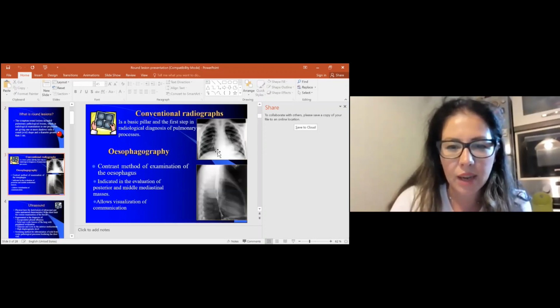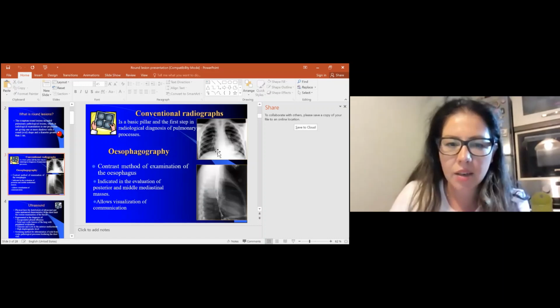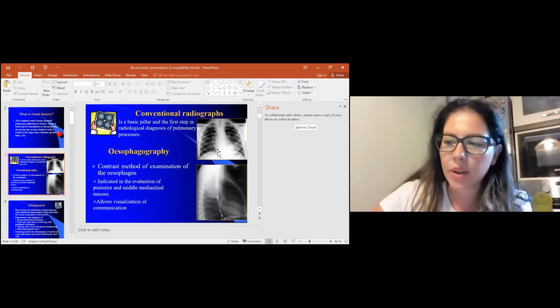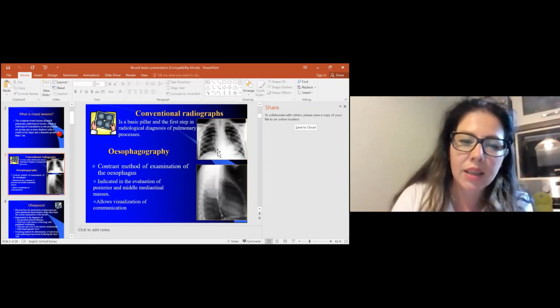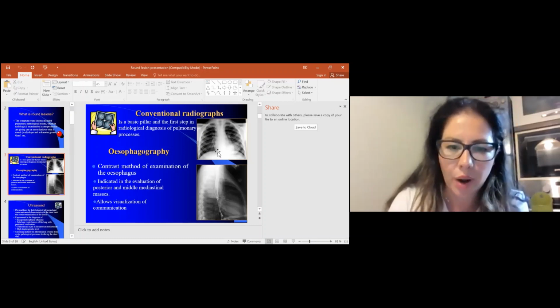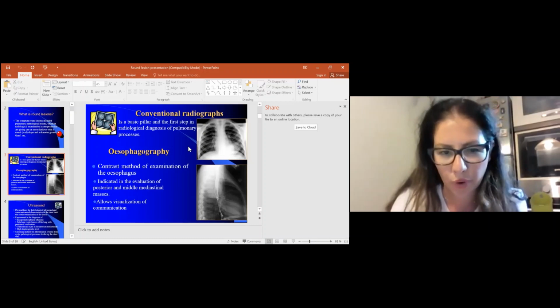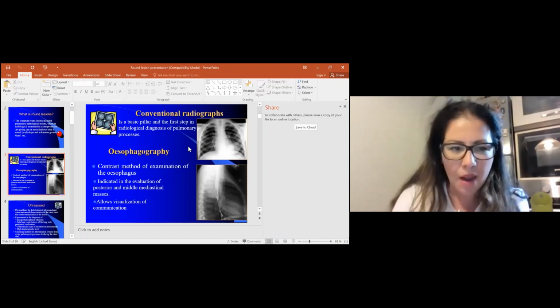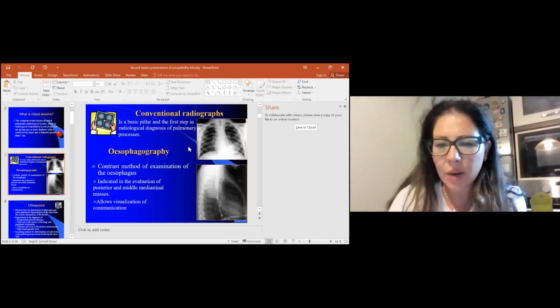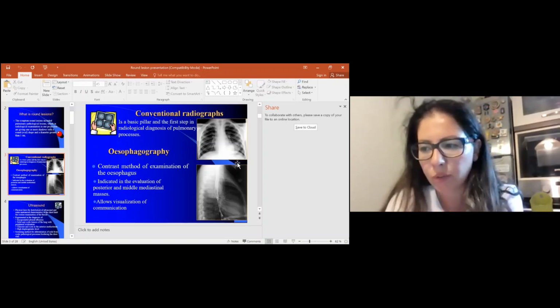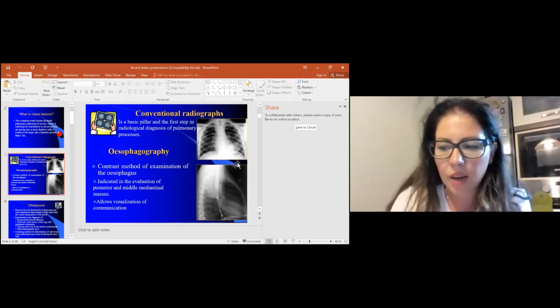On this slide, we can see conventional radiographs. The conventional radiogram is a basic pillar and the first step in radiological diagnosis of pulmonary diseases. We can see a round lesion here, transparent, well-defined, on the left side, paracardiac basal.